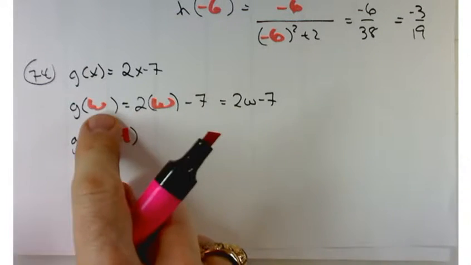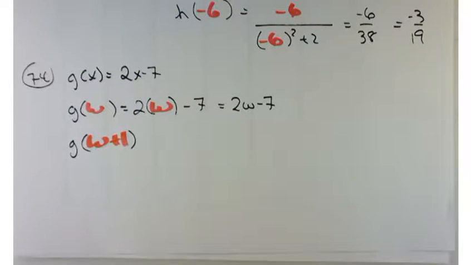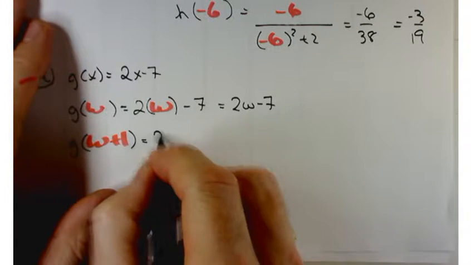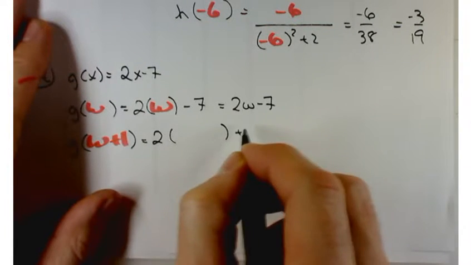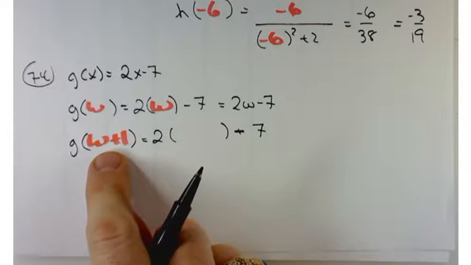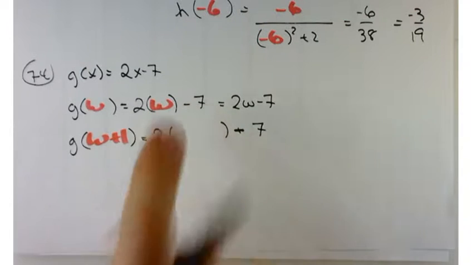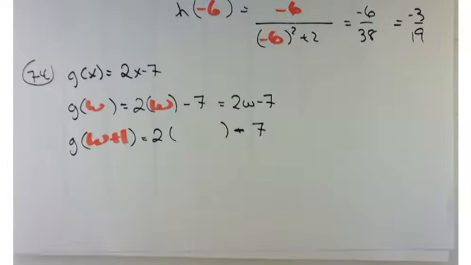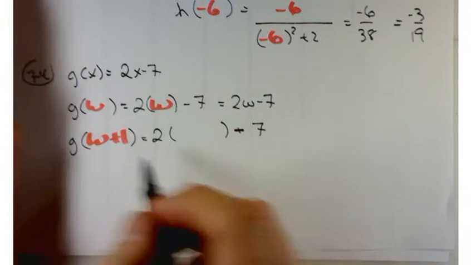So instead of plugging in a number, we're now plugging in expressions. Let's look at g of w plus 1. It's going to be the same kind of idea. You can write your function with some empty parentheses and then fill in those empty parentheses. So I'm putting those empty parentheses where the x was. Let's fill in w plus 1.